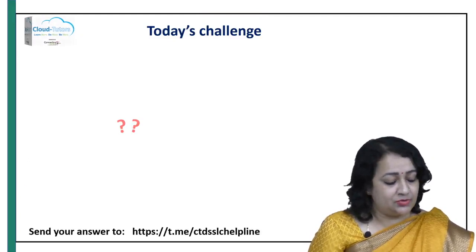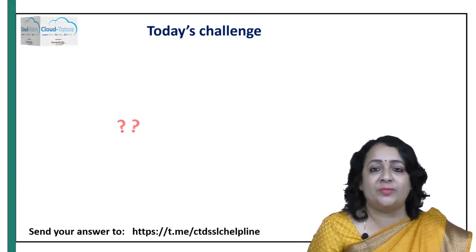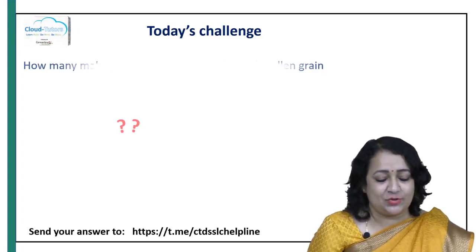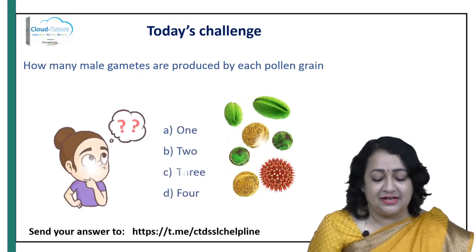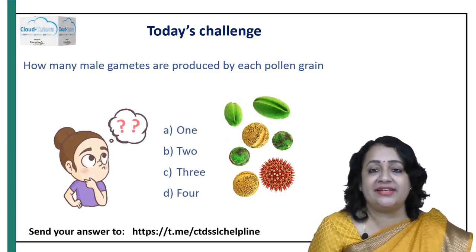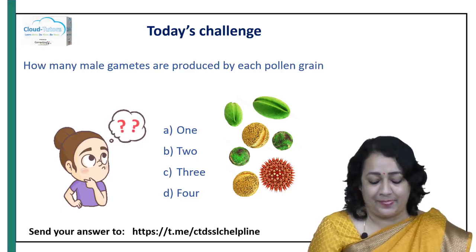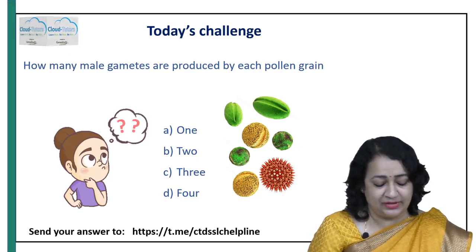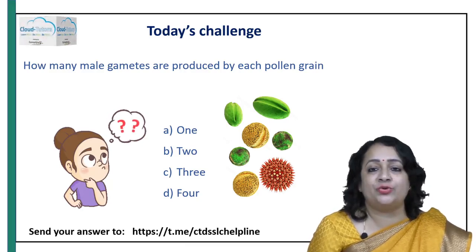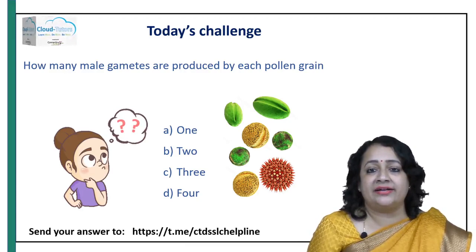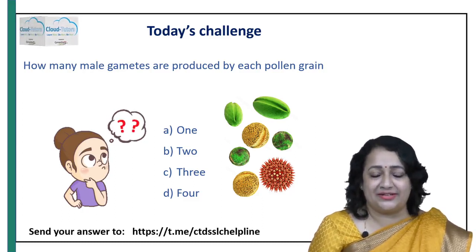Next question. So the next question is today's challenge. This is an audience question, so I will not be giving the answer for this question. You have to find the answer. The question goes like this: how many male gametes are produced by each pollen grain? Your options are 1, 2, 3, 4. You can answer by sending your answers to the link given here. This link is going to direct you to our Telegram group, where you can give the answer to this question. So this is the audience question for today.